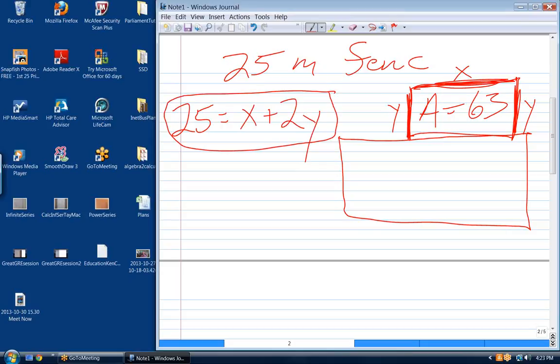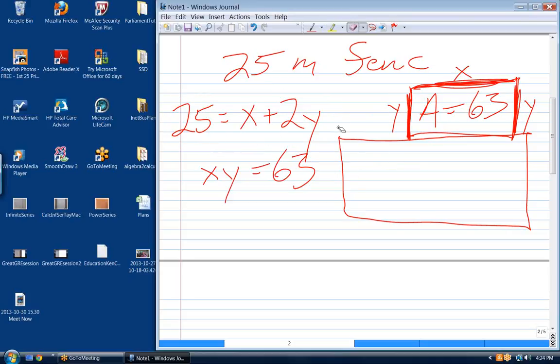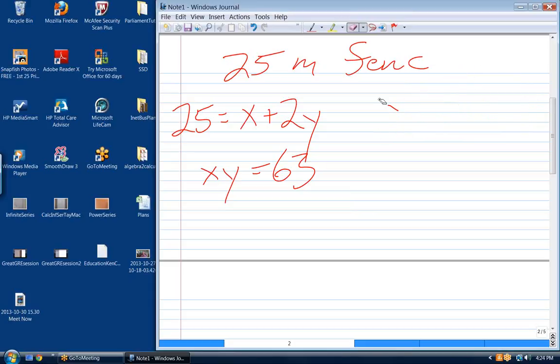And then what would the second equation be? Based on the area that we're given, xy is equal to 63. We now have 2 equations and 2 unknowns, so we can solve. Okay, let's solve that.